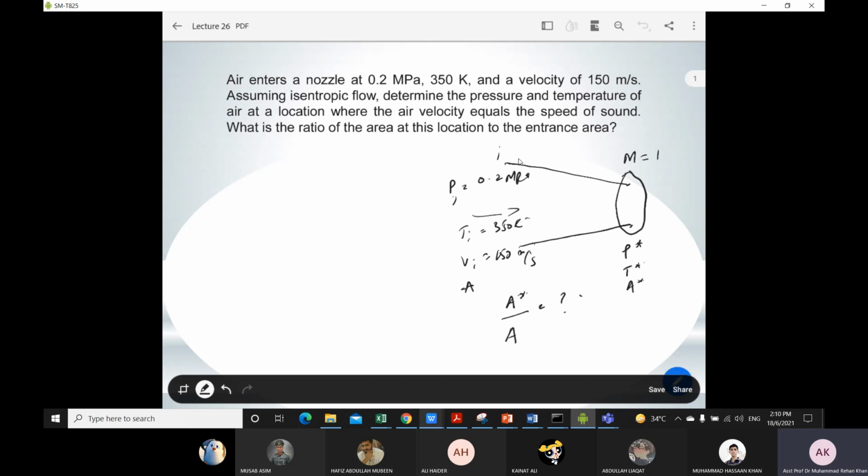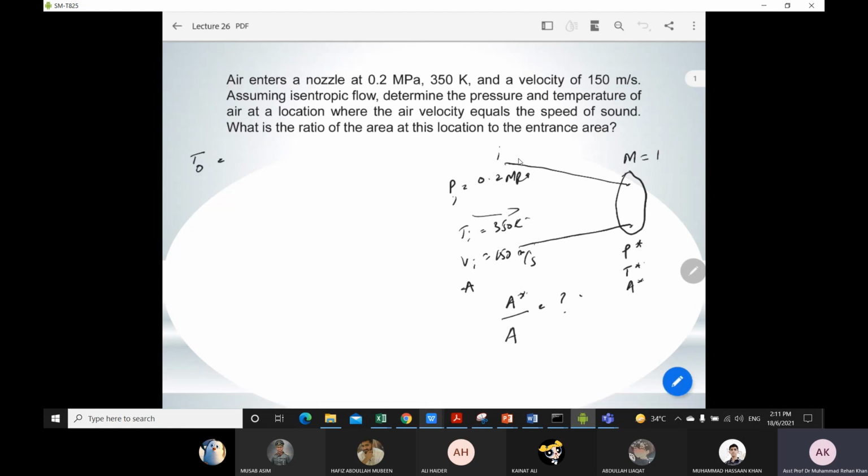We will start with the same slide. As we have to find P star, T star and A star, the critical properties, we first have to find the stagnation properties. In order to find P star, we need the stagnation pressure, and in order to find T star, we need the stagnation temperature. So first we find the stagnation temperature.